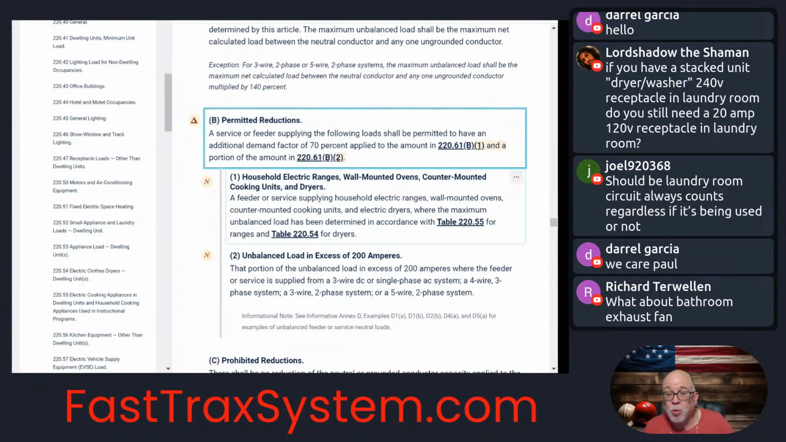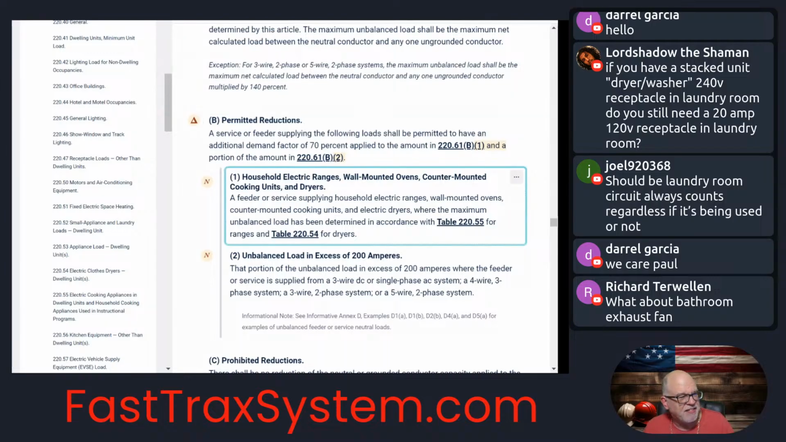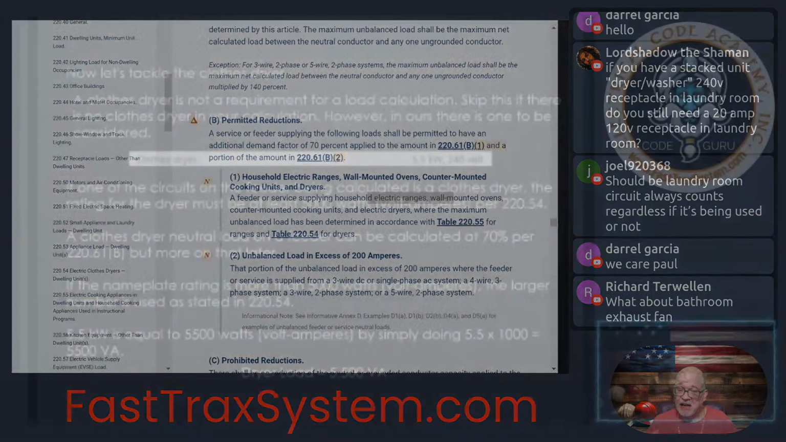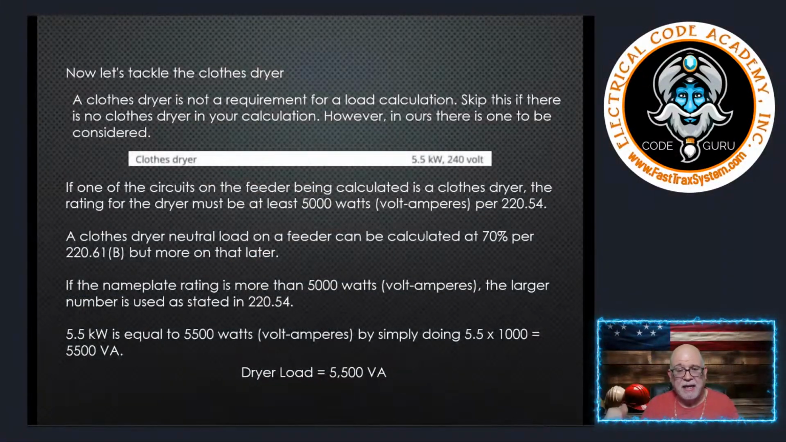So we're going to be using B1, and B1 is saying this applies to your dryers, and you'll see in a minute that it also applies to our cooking. Makes sense? So we're able to do this. While we're here, we're going to knock out the neutral. Why not get it out of the way since we're here?